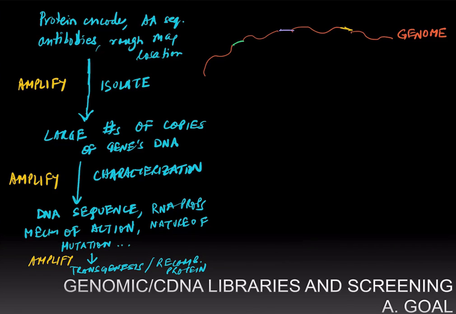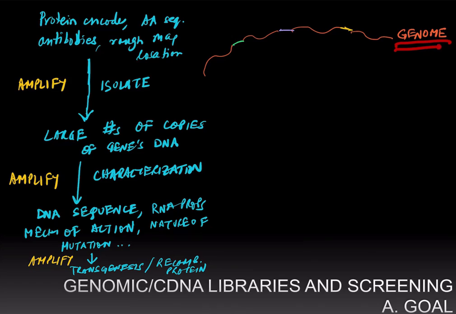Another way is polymerase chain reaction, where you have primers that can amplify a given gene in a specific manner so that you only copy the DNA associated with the gene, and not anything else. And making these genomic and cDNA libraries and then searching through them or screening them to identify the gene of interest is another way of achieving the goal of isolating a gene and getting large numbers of copies of that gene's DNA. And the way this approach works is something like this.